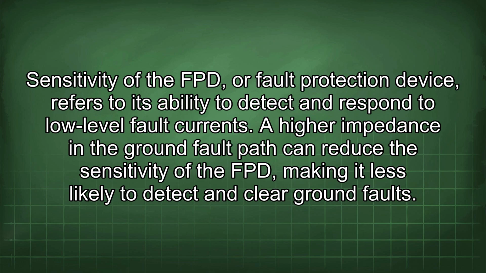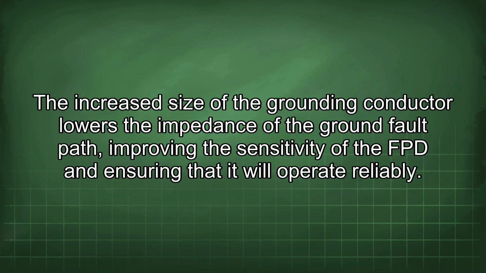refers to its ability to detect and respond to low-level fault currents. A higher impedance in the ground fault path can reduce the sensitivity of the FPD, making it less likely to detect and clear ground faults. The increased size of the grounding conductor lowers the impedance of the ground fault path, improving the sensitivity of the FPD and ensuring that it will operate reliably.